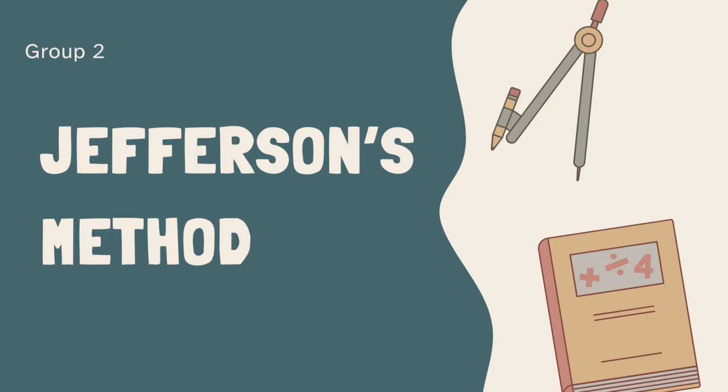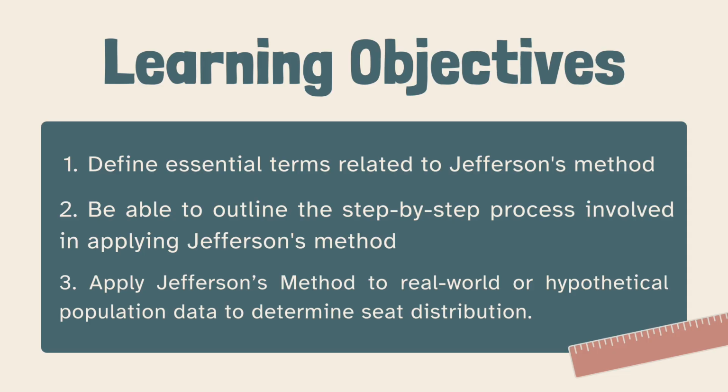Today, we'll be delving into the world of apportionment, specifically focusing on the Jefferson method. So Ms. Acebes will introduce to you our learning objectives for today's discussion. Here are our learning objectives. First, define essential terms related to Jefferson's method. Second, be able to outline the step-by-step process involved in applying Jefferson's method. Third, apply Jefferson's method to real-world or hypothetical population data to determine seat distribution.